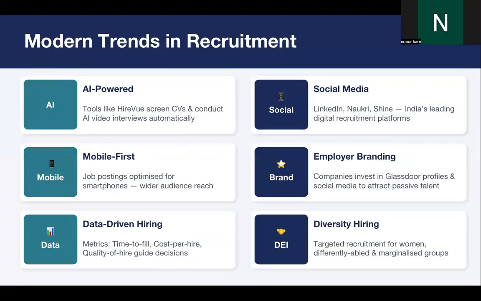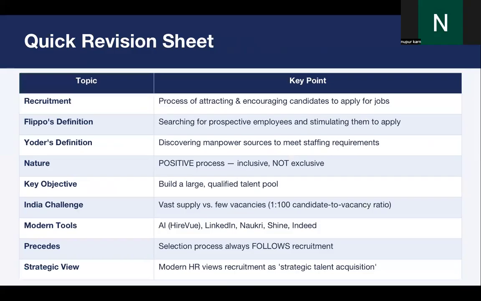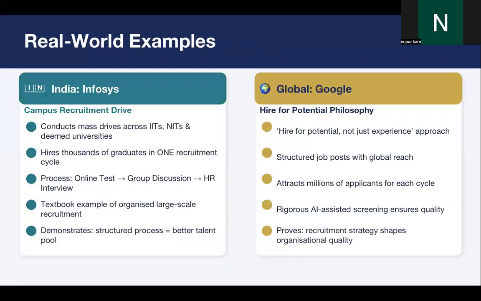Now we will take a real world example. This is a campus recruitment drive that is happening in Infosys India. They have conducted mass drives across all IITs, NITs, and deemed universities, hiring 1,000 graduates in one recruitment cycle, through online tests, group discussions, and HR interviews. A textbook example of organized large-scale recruitment, it demonstrates a structured process. So this is the example of recruitment.